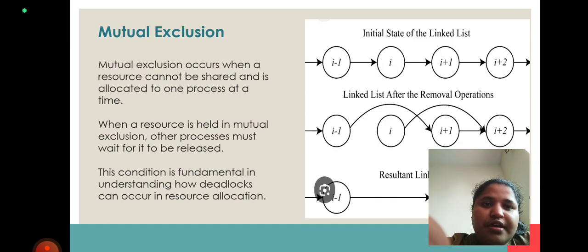Mutual exclusion. Mutual exclusion occurs when resources cannot be shared and are allocated to one process at a time. When the resource is held in mutual exclusion, other processes must wait for it to be released. This condition is fundamental in understanding how deadlock can occur in resource allocation.